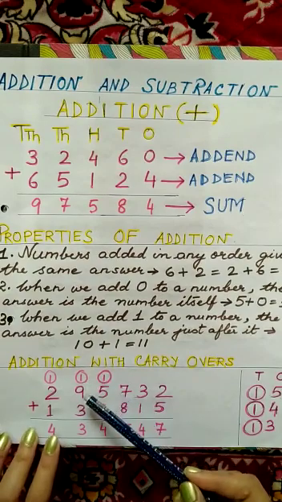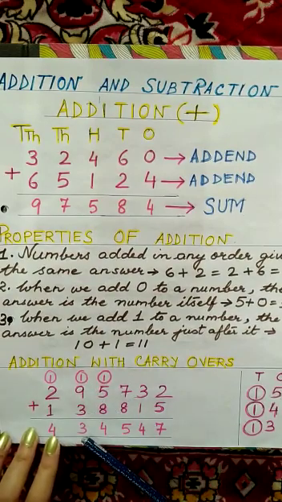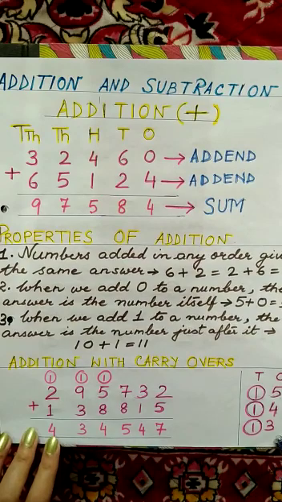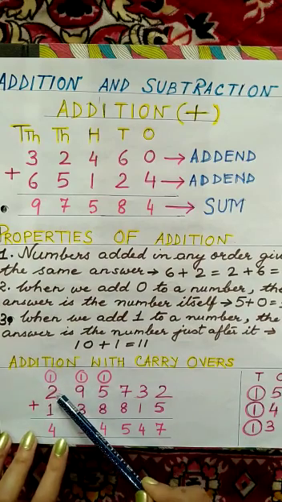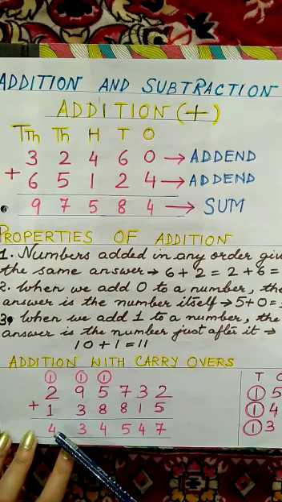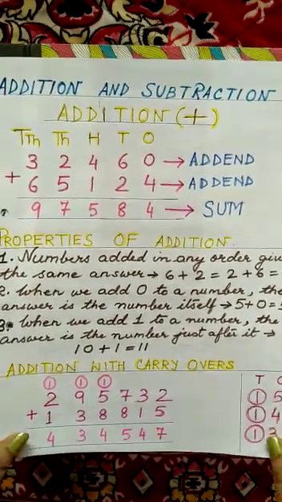Now 1 plus 9, 10 plus 3, 13. So again we get a double digit number. We bring down 3 here and carry over 1. 1 plus 2, 3 plus 1, 4. I hope it is clear, children.